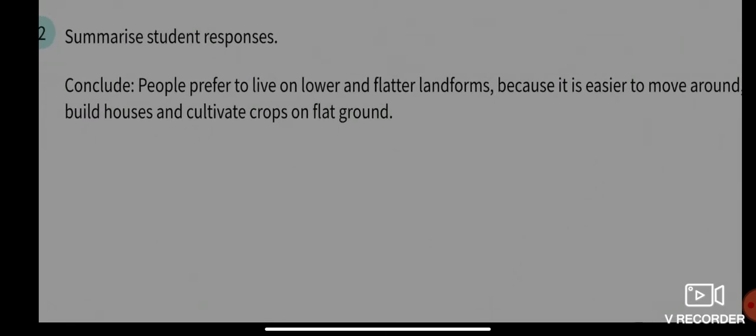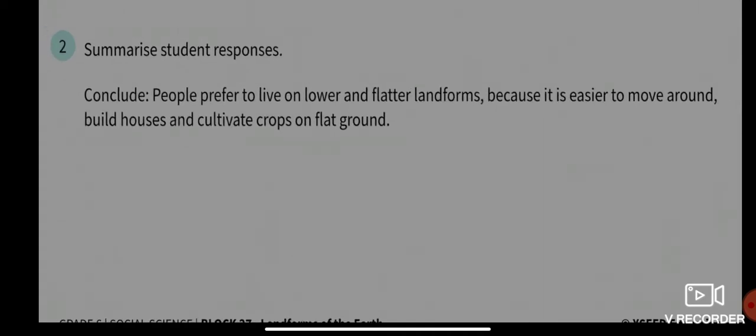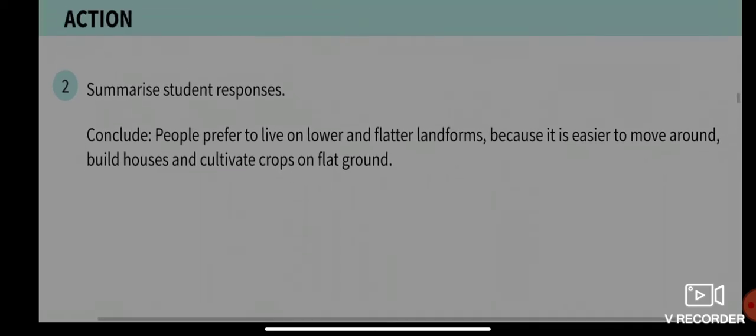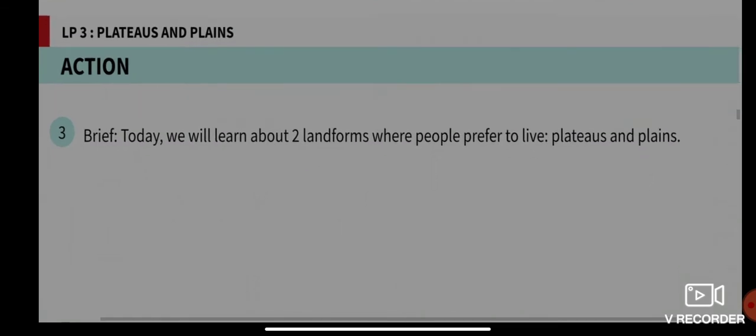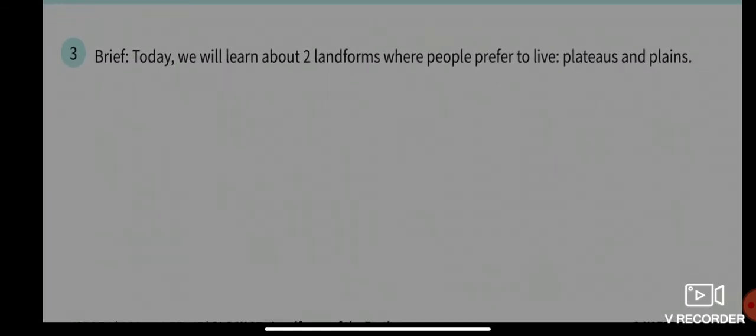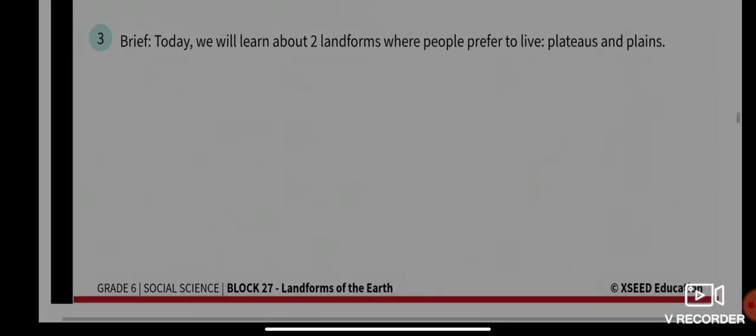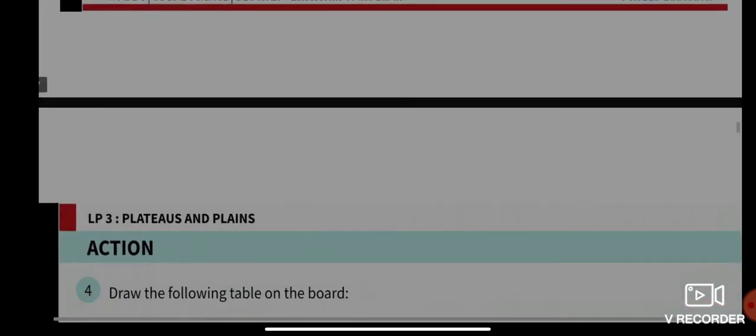Okay, so people prefer to live on lower and flatter landforms. The reason is because it is easier to move around. It is easy to construct houses and cultivate crops on flat ground instead of on a steep mountain, or a high hilltop. All right. For that reason, today we will learn about the two landforms where people prefer to live, that is plateaus and plains.